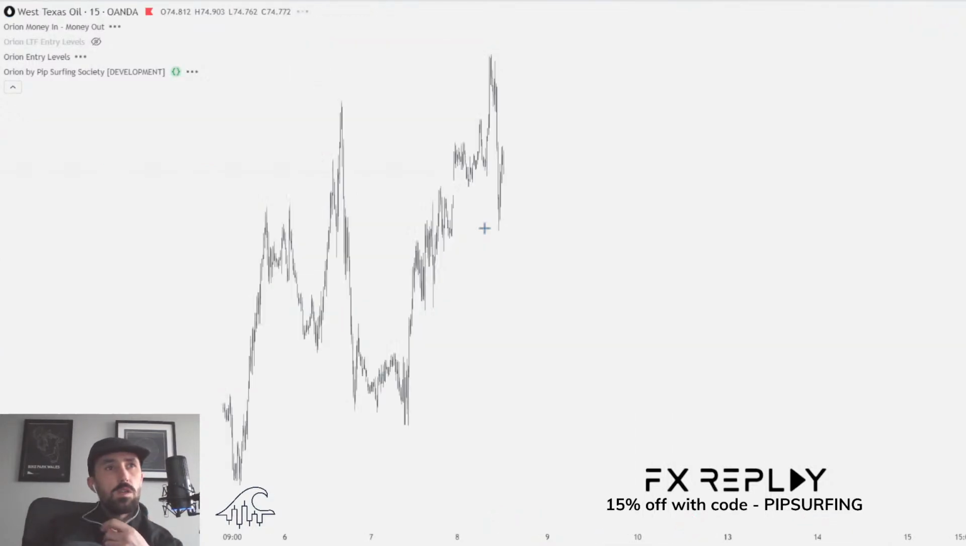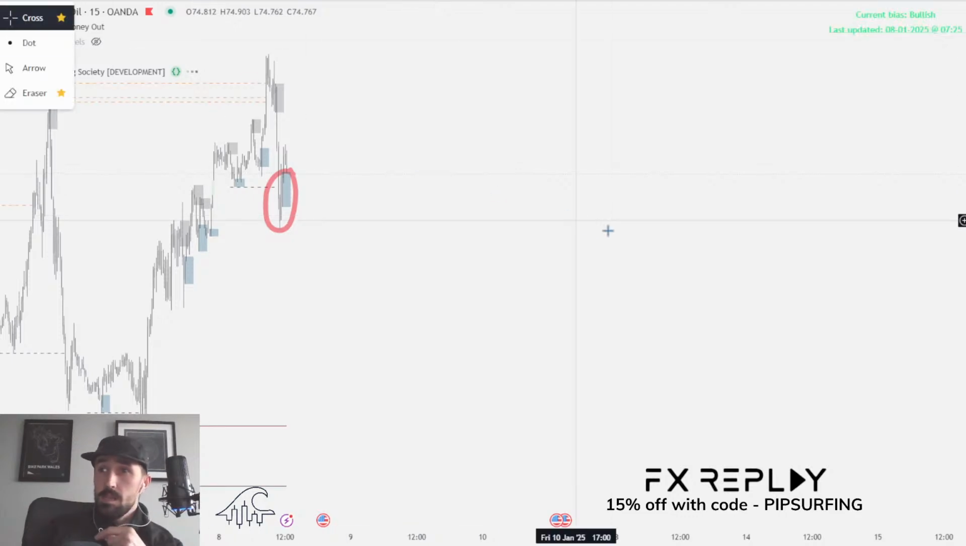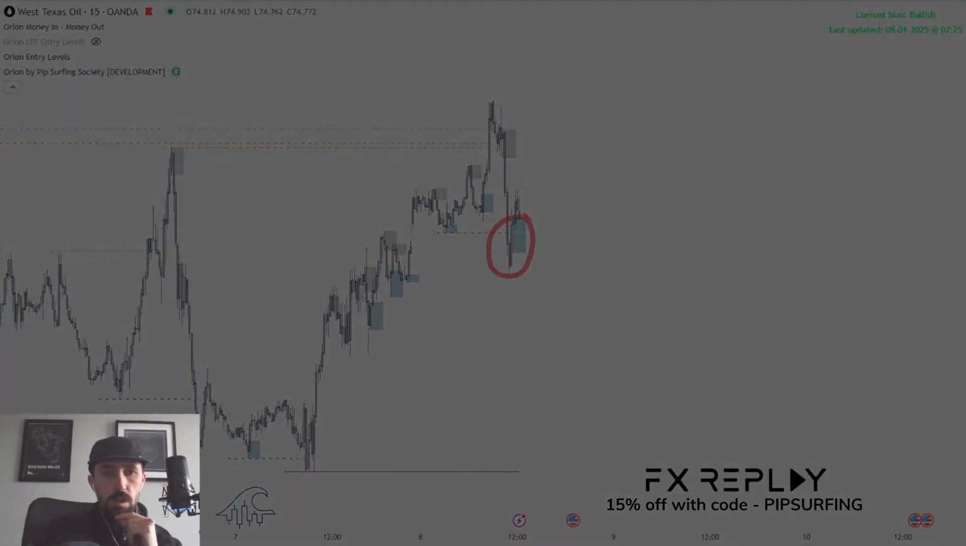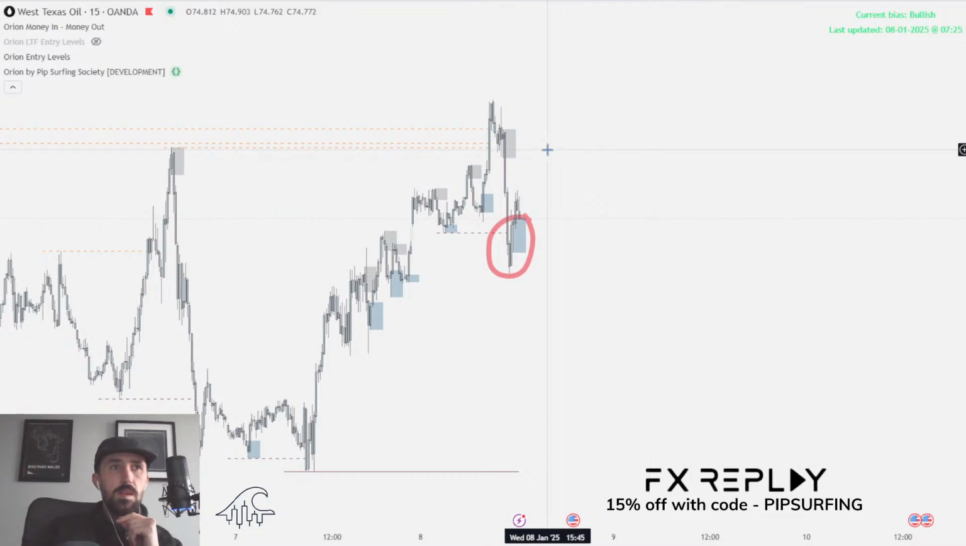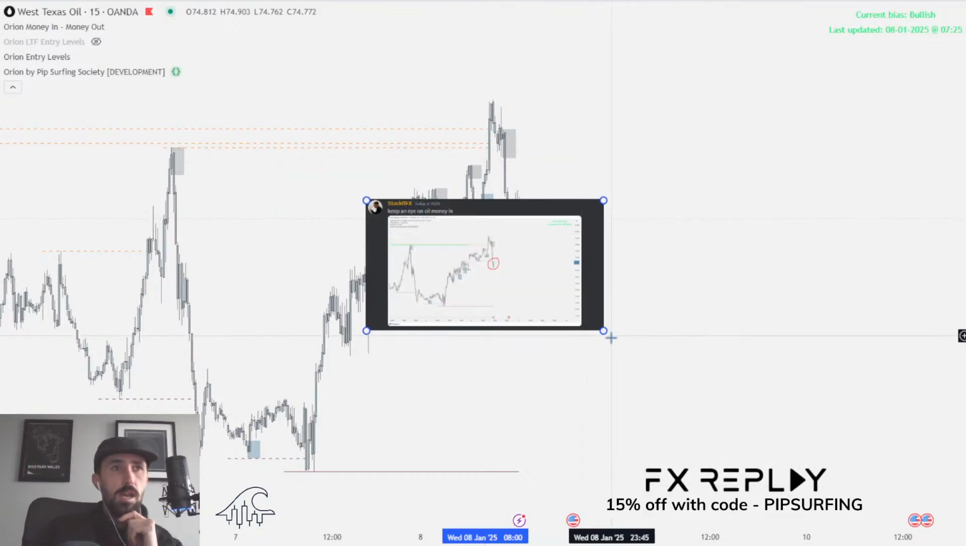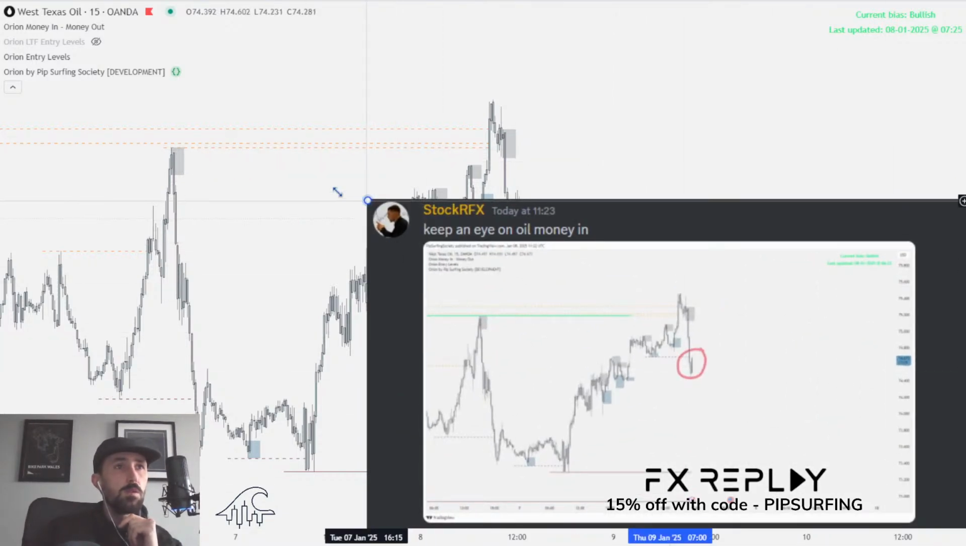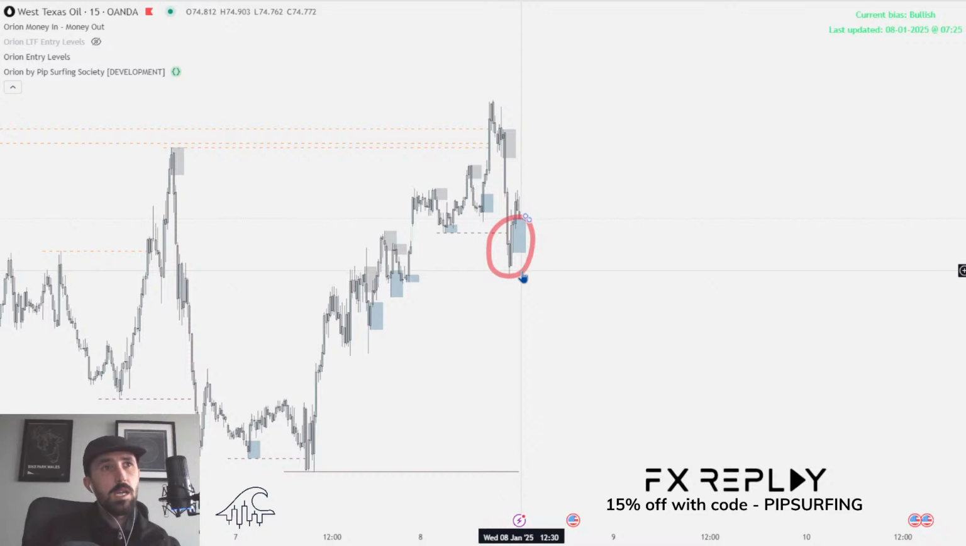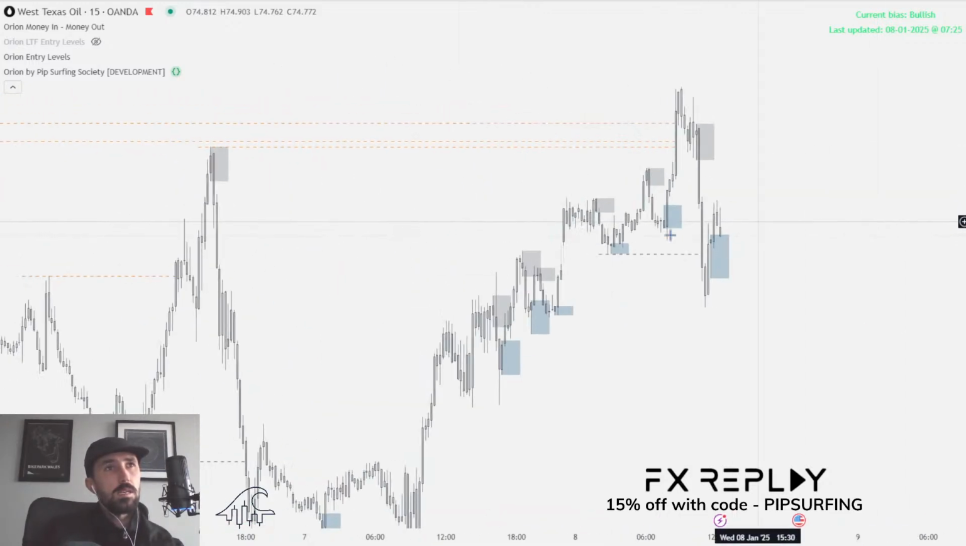So let's go over to oil, because I was looking for a money in to appear here. Now I gave this out to the Discord here. We have a free setup channel where I post free ideas. I just post free setups, right? So keep an eye on oil, money in. Highlighted here because we took out a low. Bias bullish. We now actually have a money in. So we can track this and see if it works.